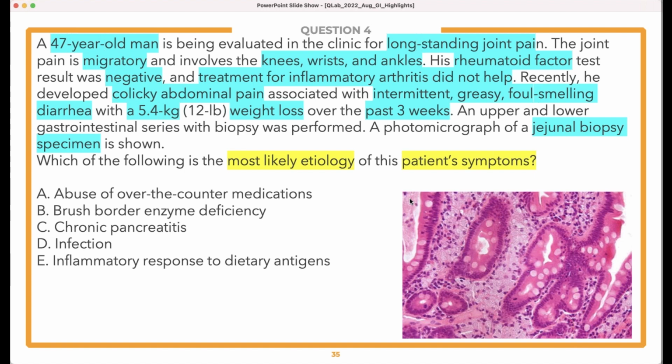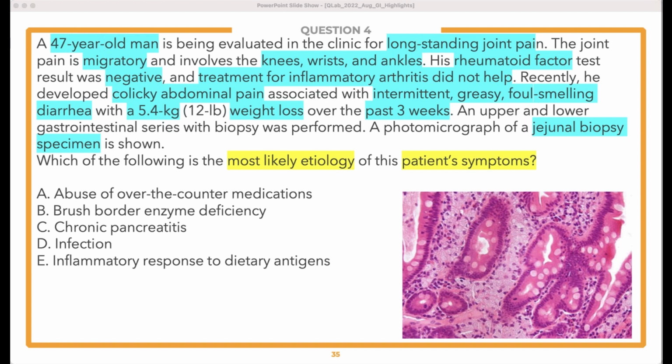And once again, we will start at the bottom and work our way up to the top. Answer choice E, inflammatory response to dietary antigens. D, infection. C, chronic pancreatitis. B, brush border enzyme deficiency. And A, abusive over-the-counter medications. So we'll go ahead and open up that poll. Select what you think is the best answer here, and we'll talk about it in just a few seconds.